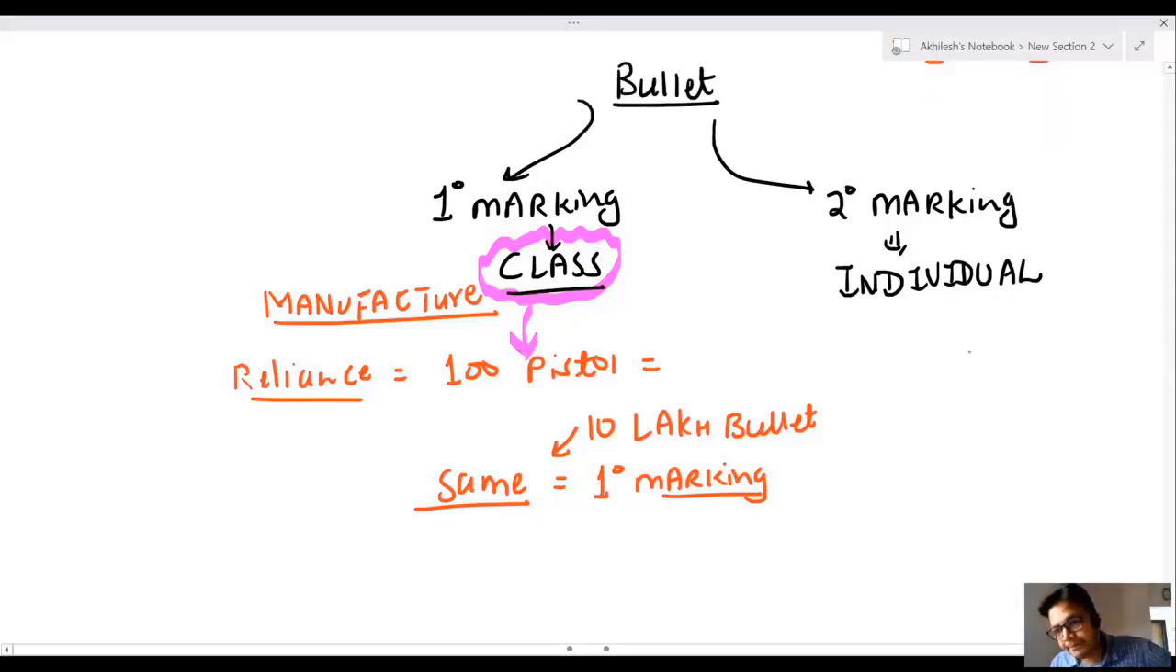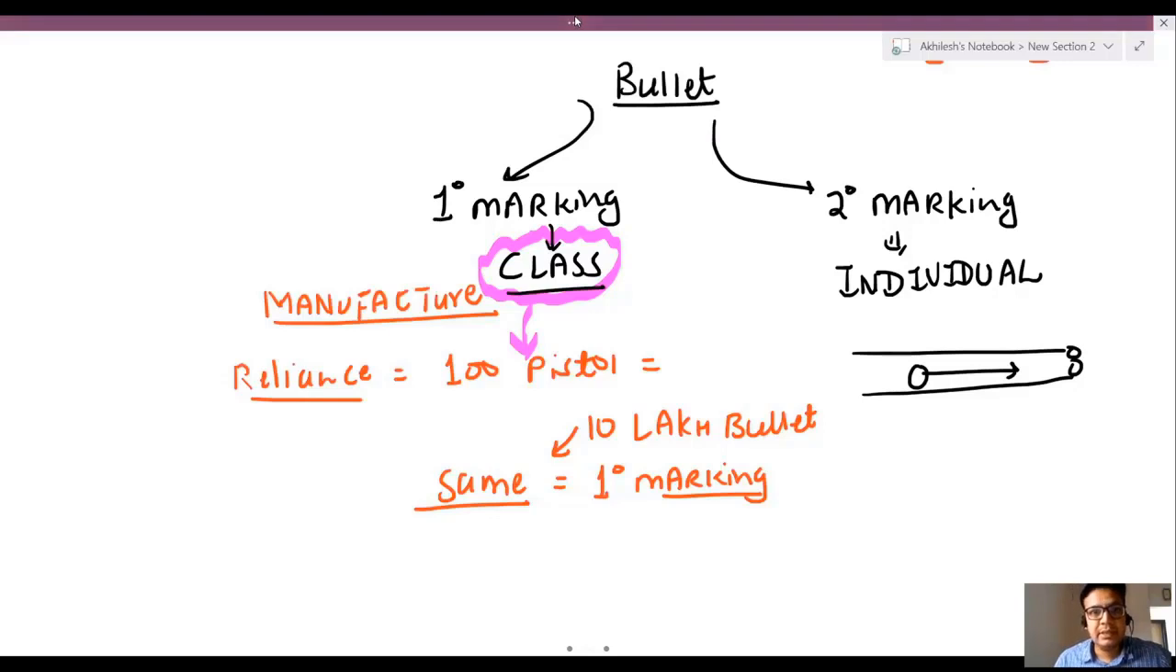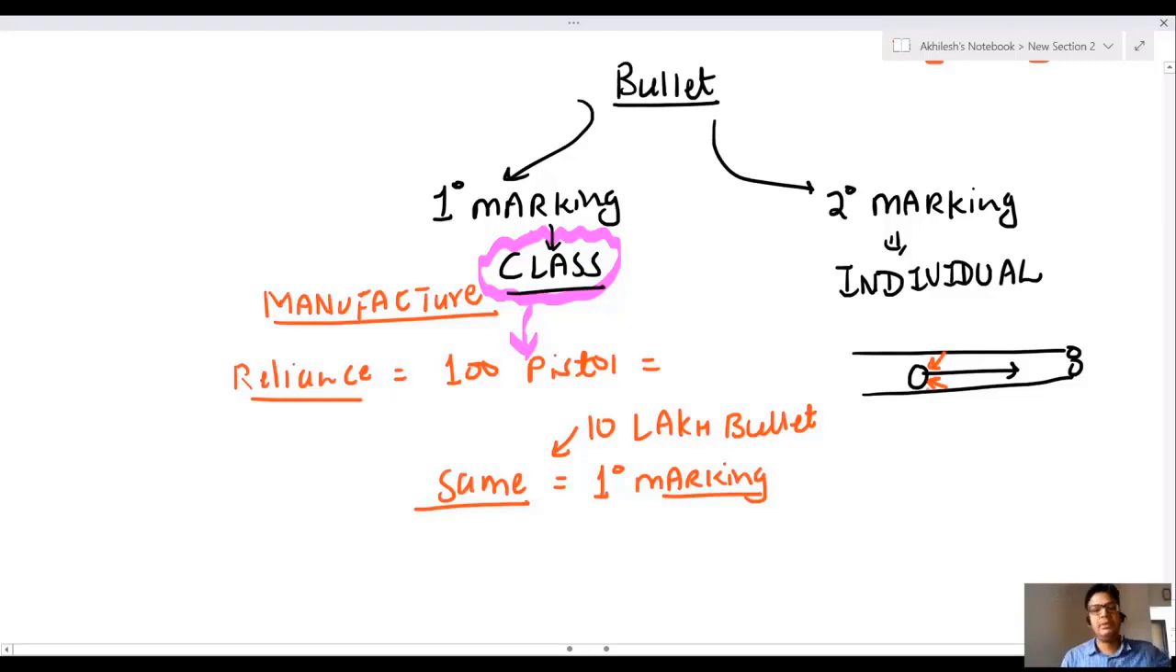But see, when bullets are fired, like this is a weapon barrel, when the bullet is coming out from the weapon, this individual gun forms a marking on every bullet. This is secondary marking. This secondary marking is also known as the fingerprint of firearm.